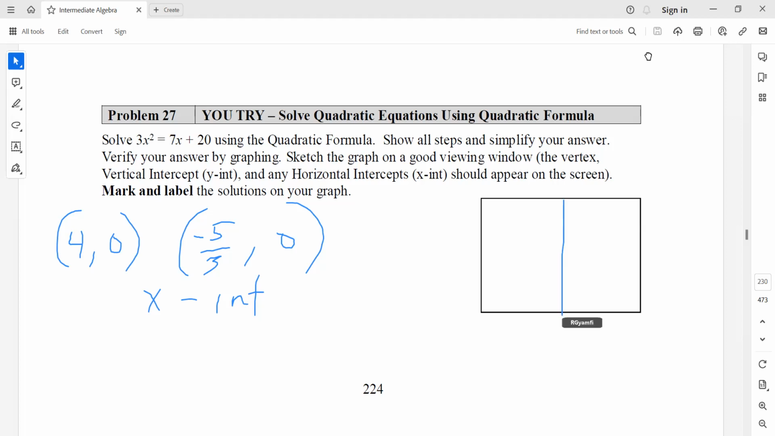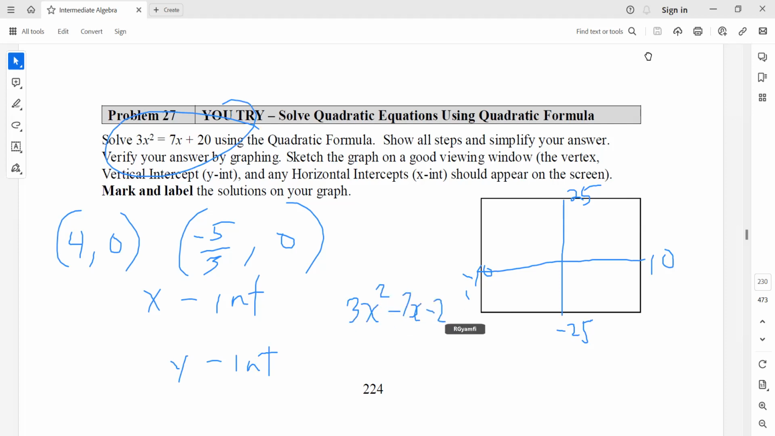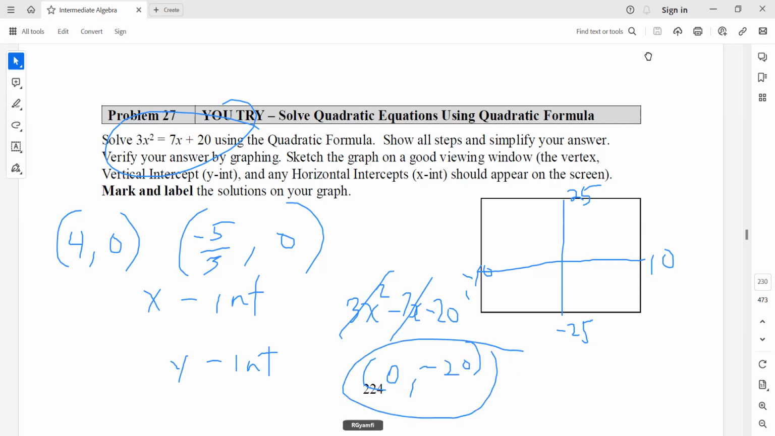So I did 25, then negative 25, negative 10, then positive 10. But again, it depends on you and what you want to do. And make sure that you know your y-intercept, right? My y-intercept, if I put 0 in for x in 3x squared minus 7x minus 20, this goes to 0, that goes to 0. So my y-intercept is x is 0, y is negative 20. So you have that as well, okay? All right.